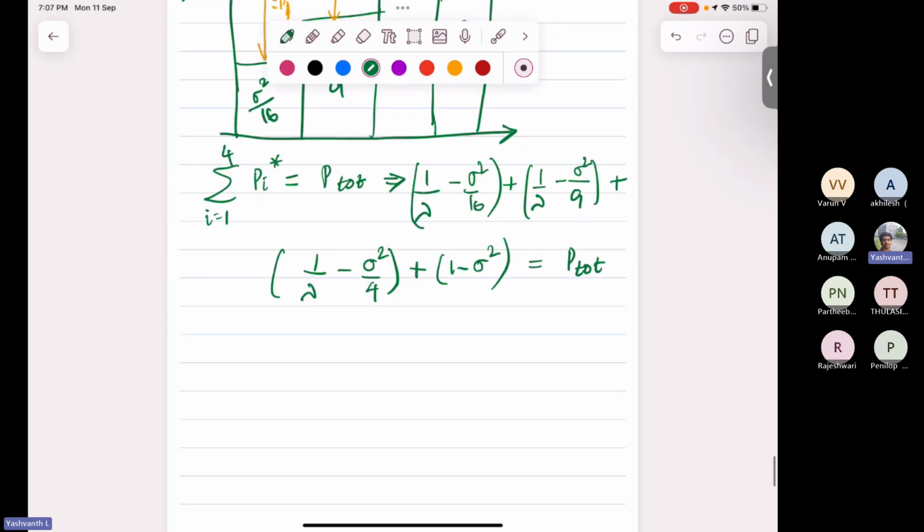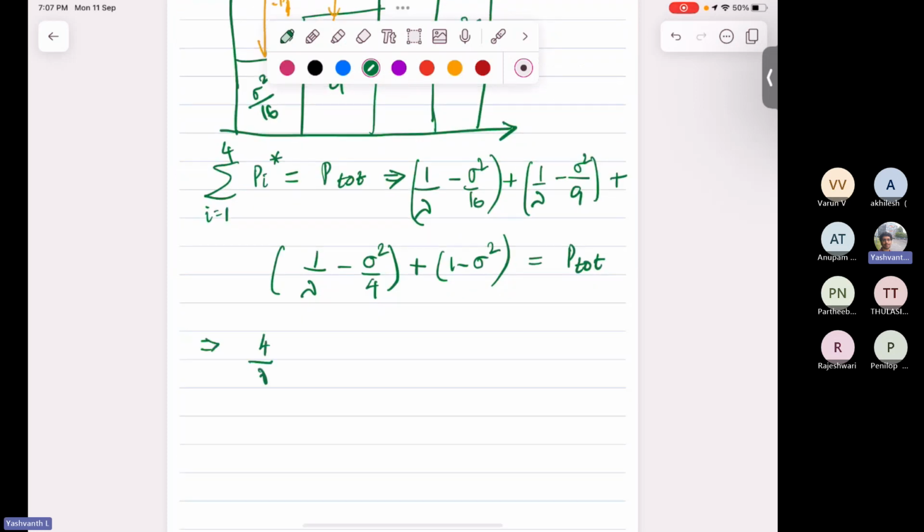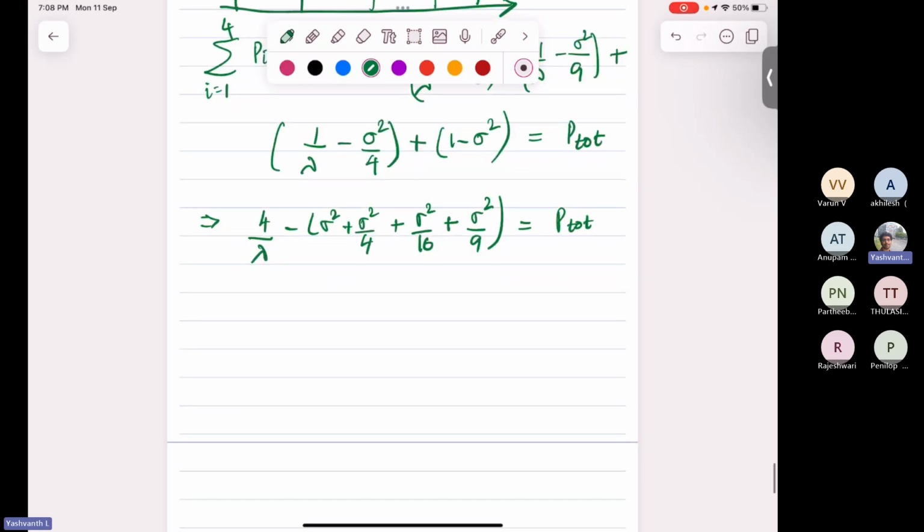Okay, so this is nothing but saying 4 by lambda minus sigma square plus sigma square by 4 plus sigma square by 16 plus sigma square by 9 should be equal to P tot. If you compute this, you can show that your 1 by lambda will be equal to P tot plus 1.43426 sigma square by 4. I've just done the calculation offline, so I'm just writing it down.